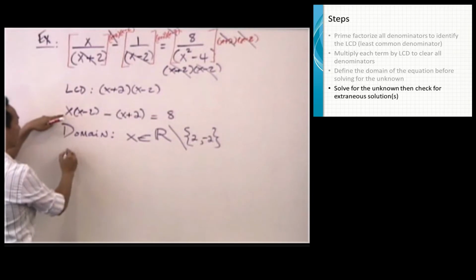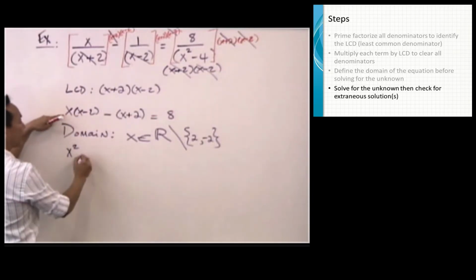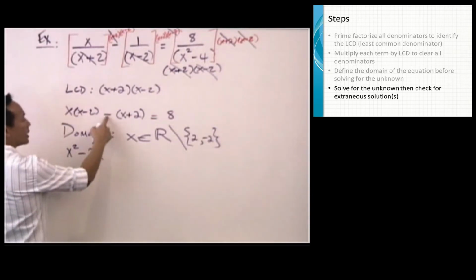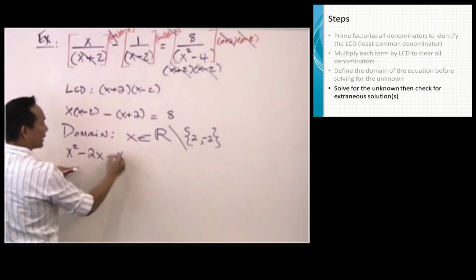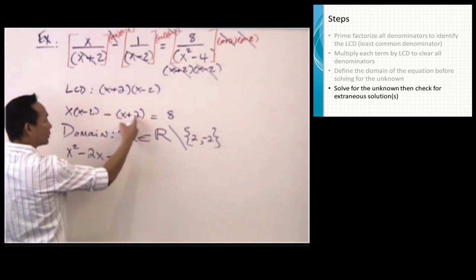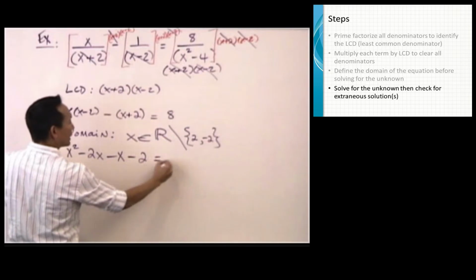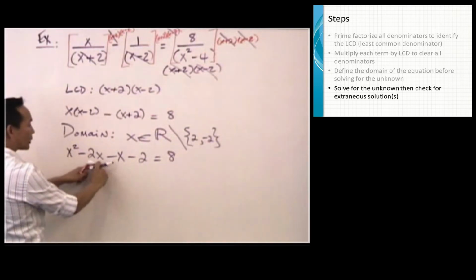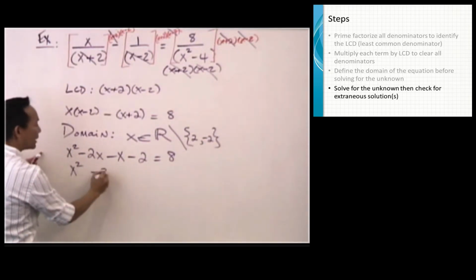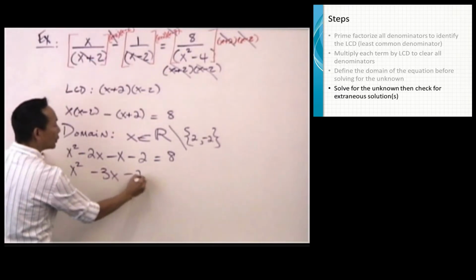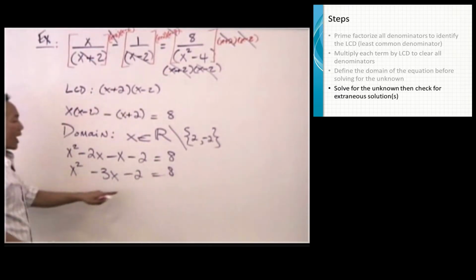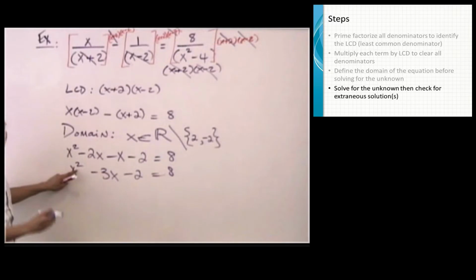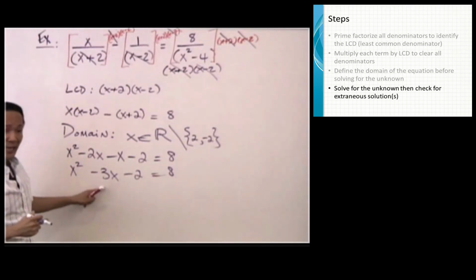x times x is x squared. x times negative 2 is negative 2x. Negative 1 times x is negative x. Negative 1 times 2 is negative 2, equals 8. Combine like terms. x squared minus 3x minus 2 equals 8. And then we notice this is a nonlinear equation. If we want to solve a nonlinear equation, we have to make sure that we rearrange all terms in descending order of the exponent.